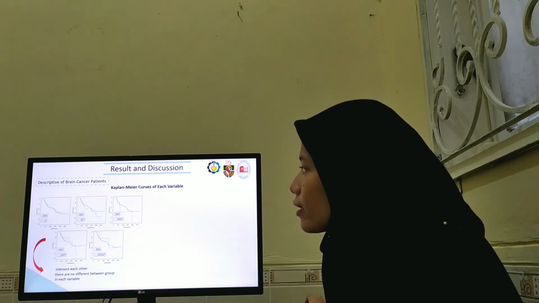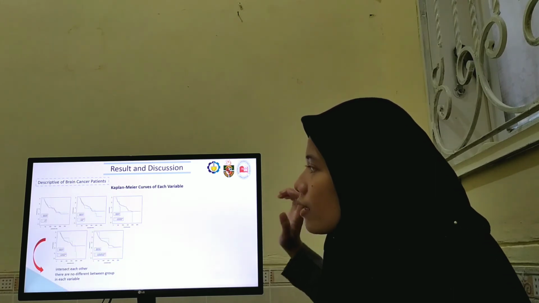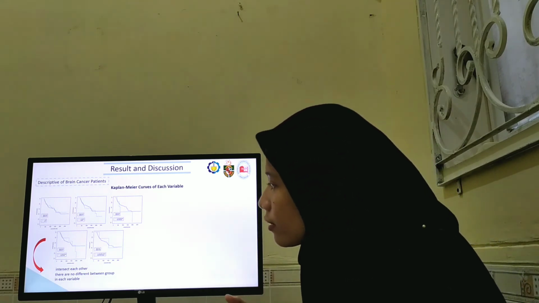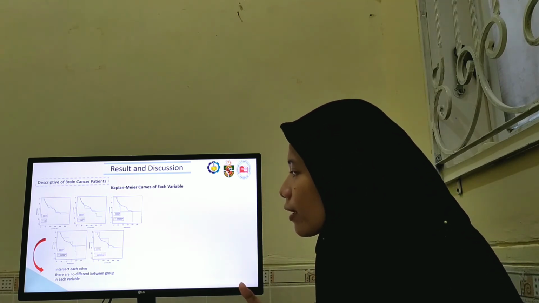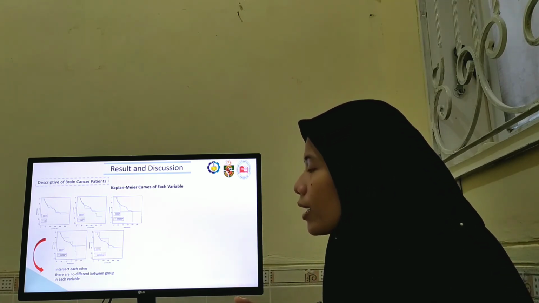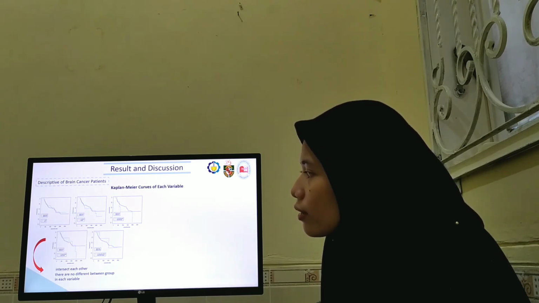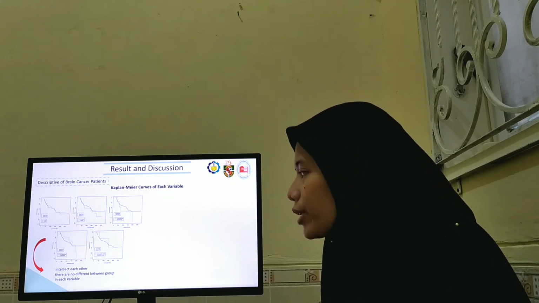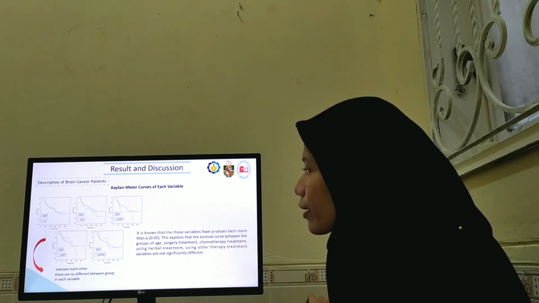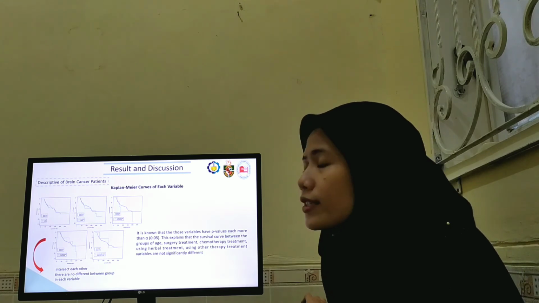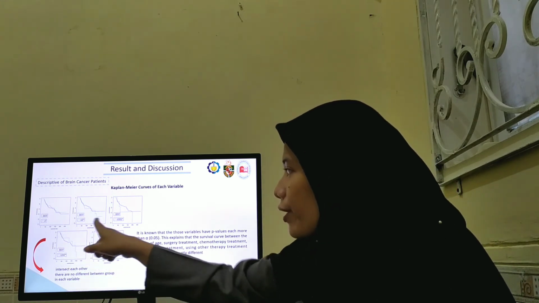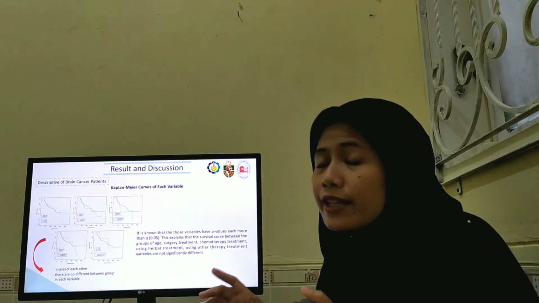The next are the age variable, surgery variable, chemotherapy treatment, and herbal treatment variable, and the last is the other therapy treatment variable, in which the lines of each group intersect each other, which means that there is no difference between groups in each variable. From the log-rank test, we also know that those variables have p-values each more than the significance level. This explains that the survival curves between the groups of all these variables are not significantly different.